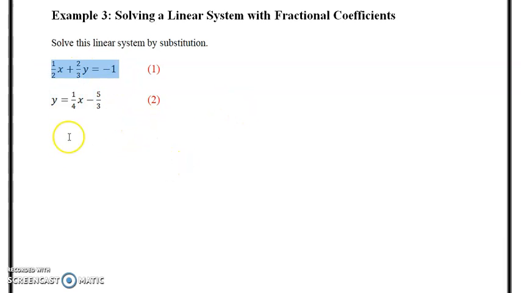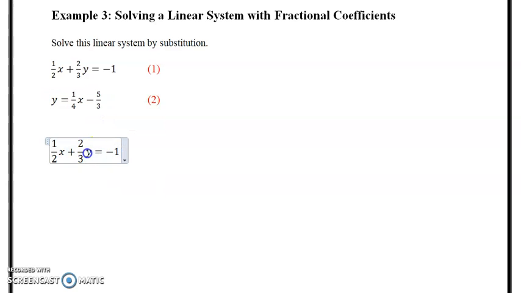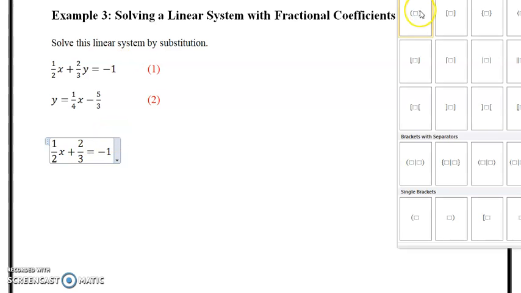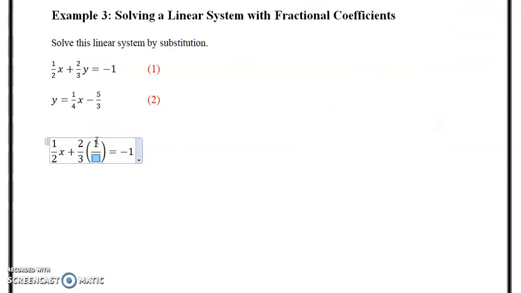So we take equation 1, and everywhere we see y, we're going to substitute in 1/4 x minus 5/3. So get rid of the y, and I put in, I'm going to get my bigger brackets here, sorry, my apologies. So open up my brackets, and then I put my fraction in there. So 1/4 x minus 5/3. Okay? And that'll give me the x variable.